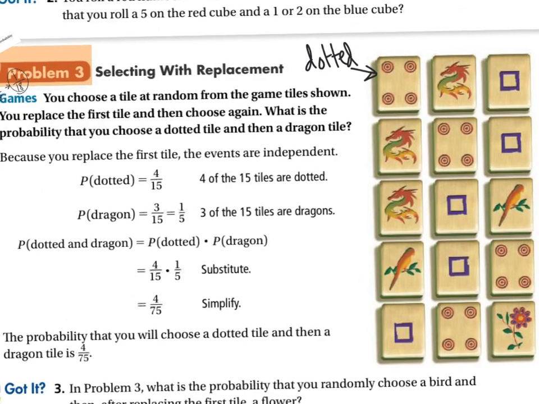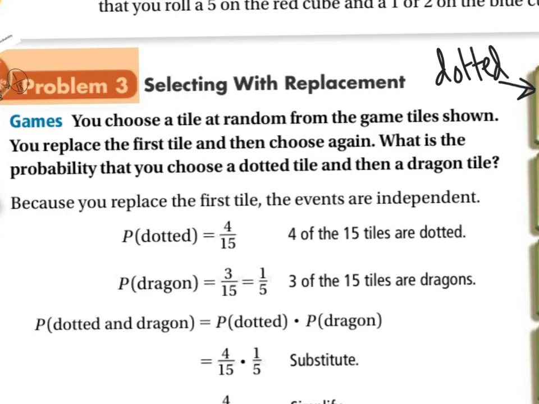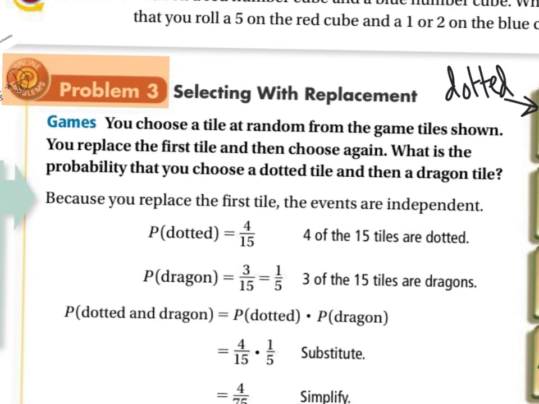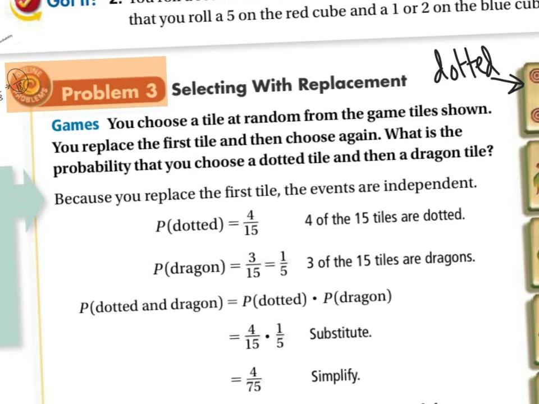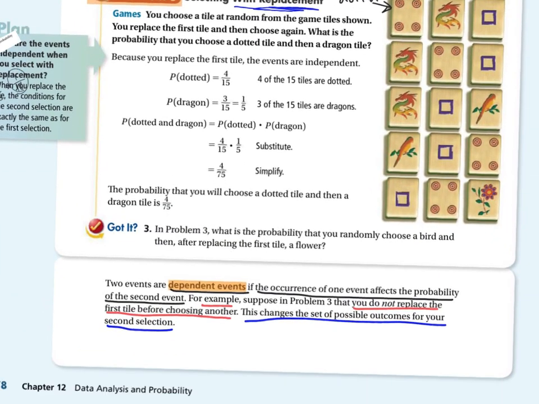This is called selecting with replacement because it says we're choosing a tile and then replacing it and then choosing again. So with replacement, we pick one and then we put it back and then we pick another one, okay? So in this case, by replacing it, it doesn't really affect our probability. We'll talk about something else later. Without replacement is going to be a little bit different.